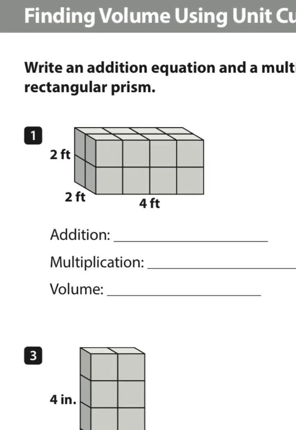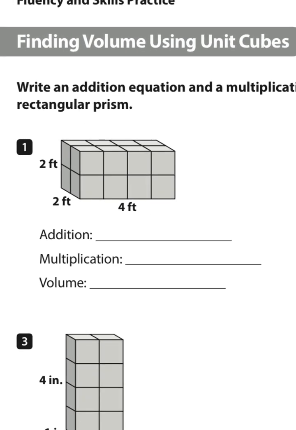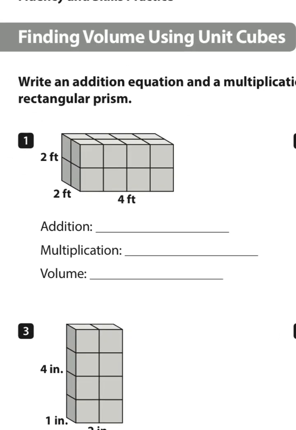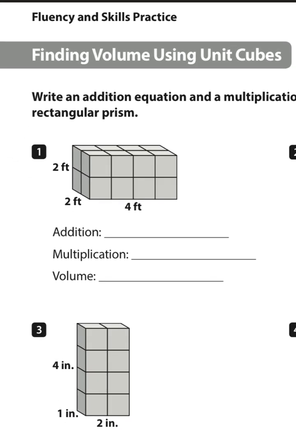So let's look at number 1. What do we notice about number 1? Think about it for a minute. When I look at number 1, I notice that we are dealing with feet. We have 2 feet, 2 feet, and 4 feet. So that tells me that our volume is going to deal with named units, which are feet. And the units can change. If you look at number 2, it's centimeters. If you look at number 3, it's inches, okay? But number 1, we are dealing with feet.